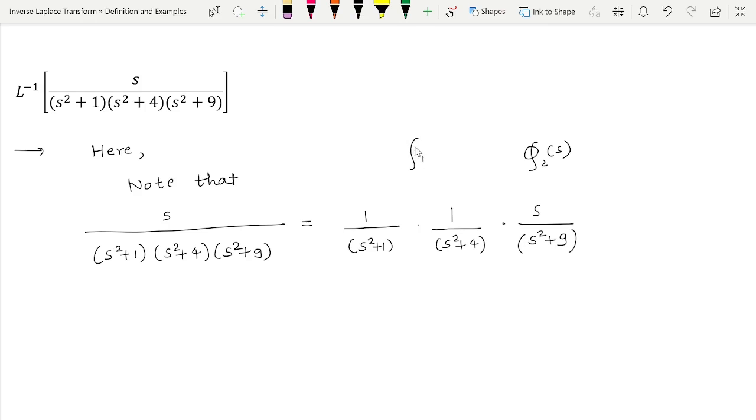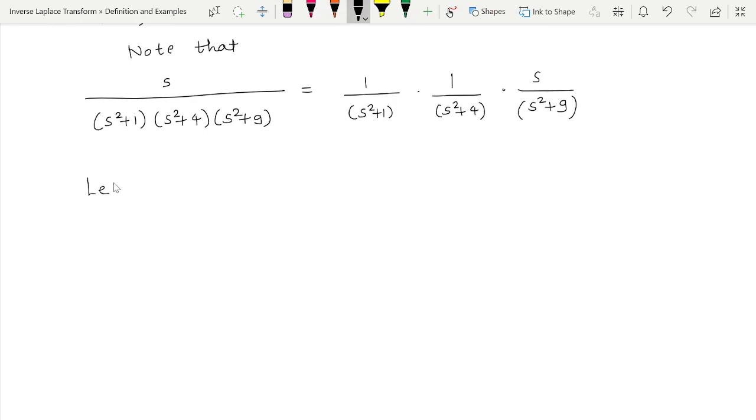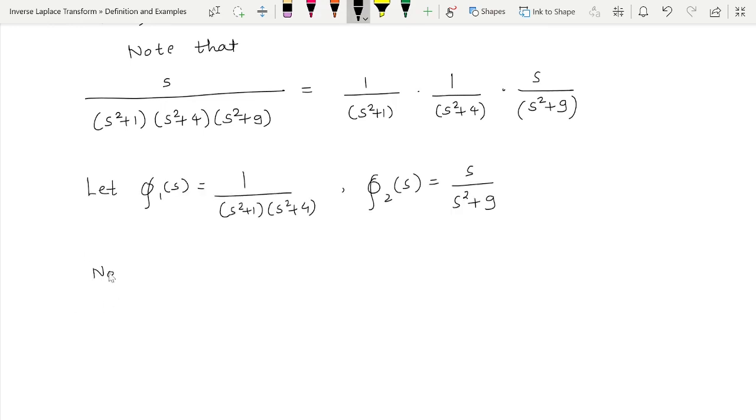So what I will say over here, we use the notations. Let us now find L inverse of phi 1 of s. That we have to find, right? Because we cannot tell it directly. Actually we can tell L inverse of phi 2 of s directly. So L inverse of phi 2 of s will be our g of t and L inverse of phi 1 of s will be our f of t. So see how do we proceed to find L inverse of phi 1 of s.